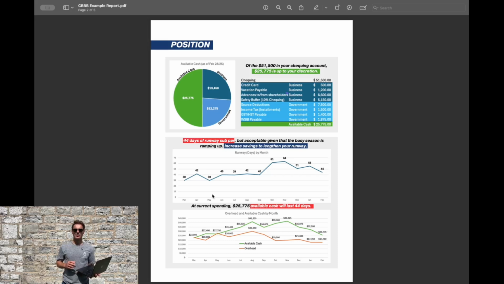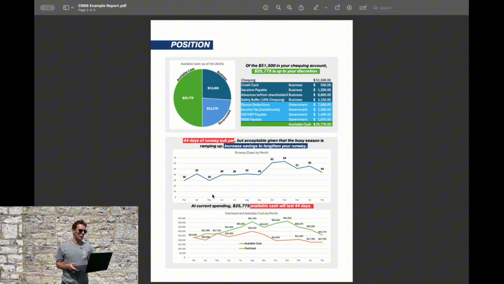The second page is the position page. And what I mean by position is your cash position. It's the financial position of your business. The first half of it here, the top half, tells you how much cash in your bank account is yours to spend. I've repeated that question tons of times, but if you don't know that number, how do you make spending decisions that you know you can afford?